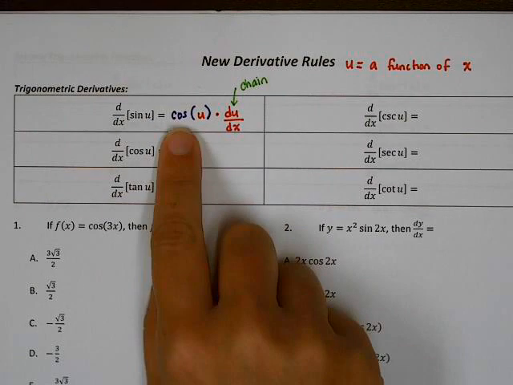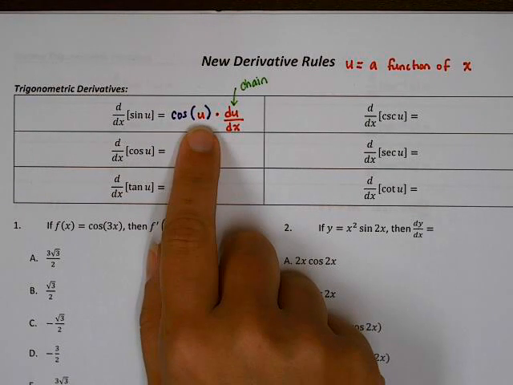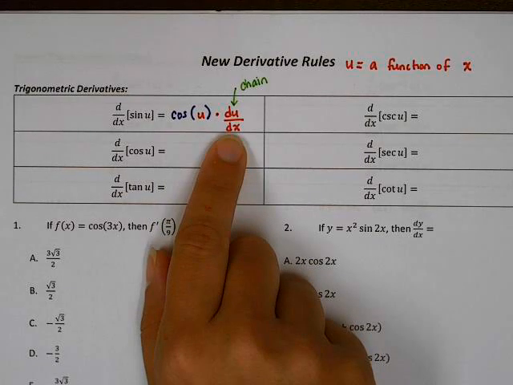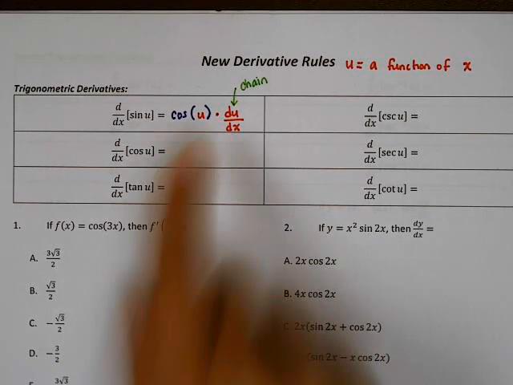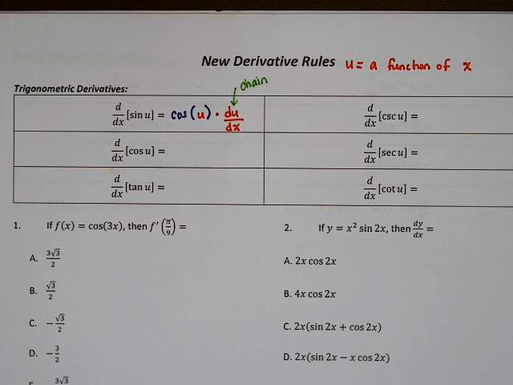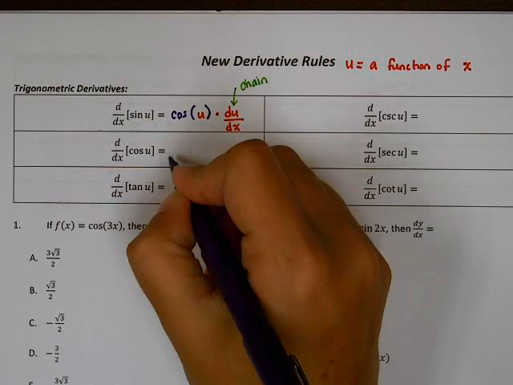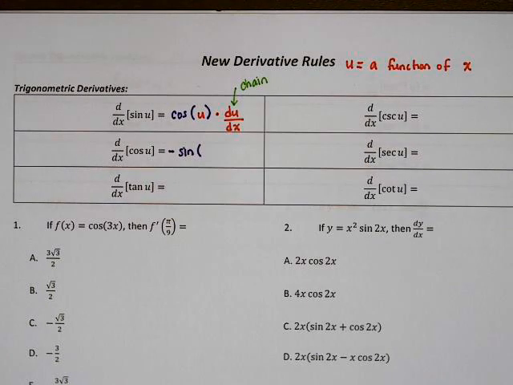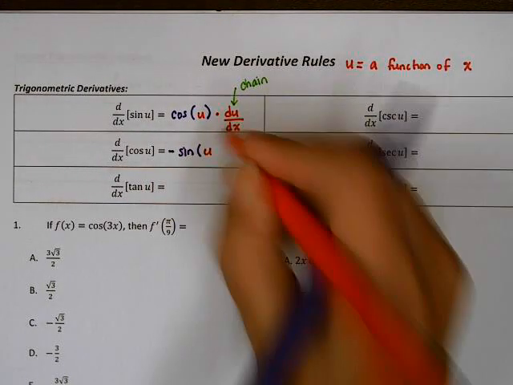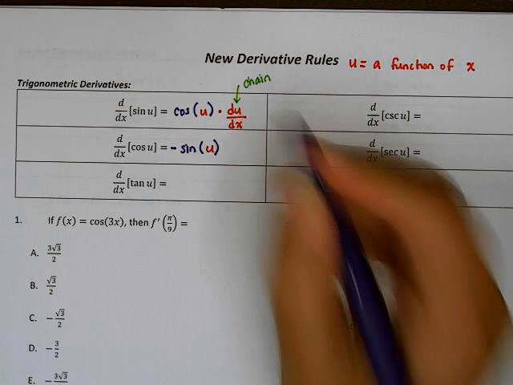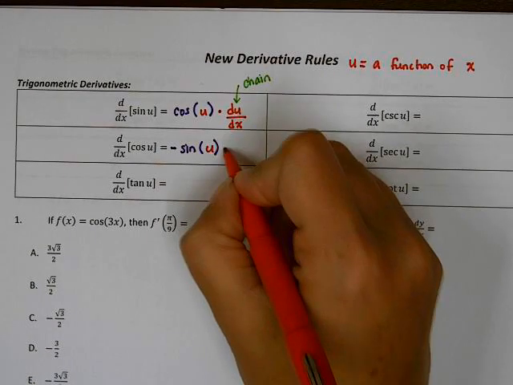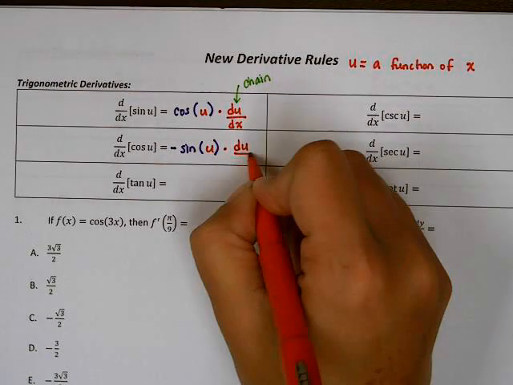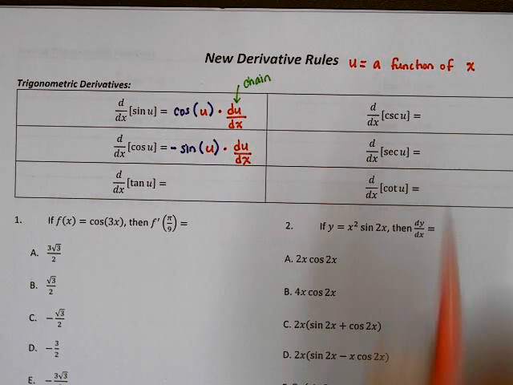The derivative of sine is cosine, you leave the inside alone, whatever was there, and then multiply by the derivative of the inside. Let's go through a few more rules here. So the derivative of cosine would be negative sine, and you would leave the inside alone, don't change it, so we would leave it as a u, and then multiply by the derivative of whatever was inside there, so the chain.